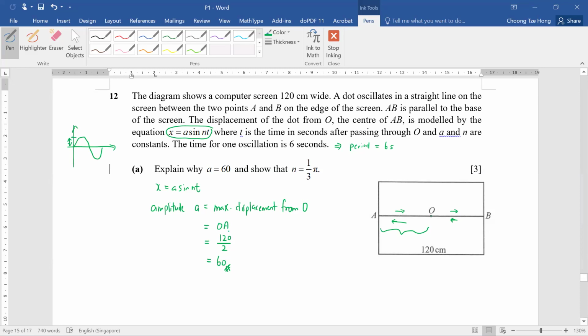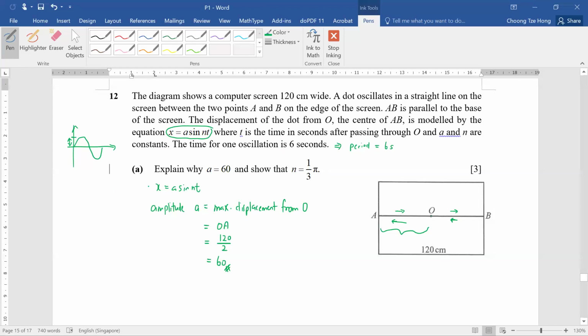The next thing is they want us to show that n is 1/3 pi. For this one, we need to do some recap first. Over here, we know that the period is 6 seconds already. But do we recall how we can obtain the period if we are given a trigo function?